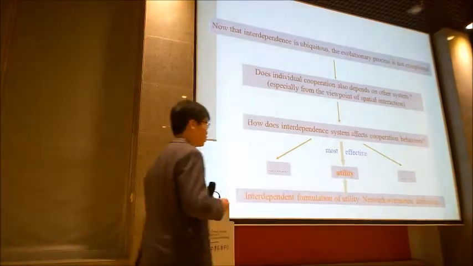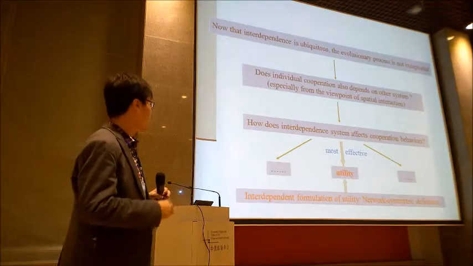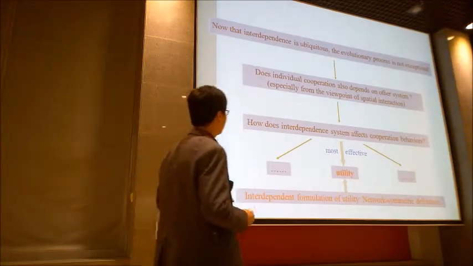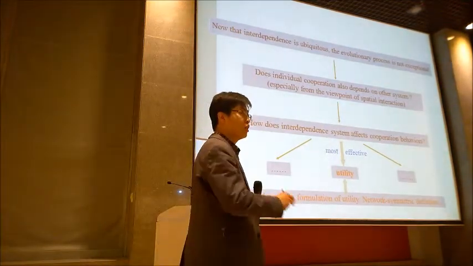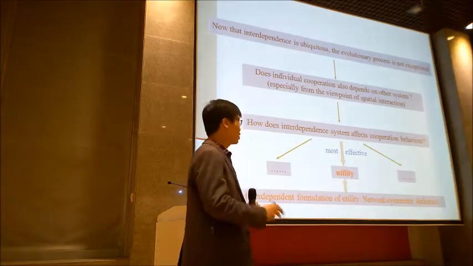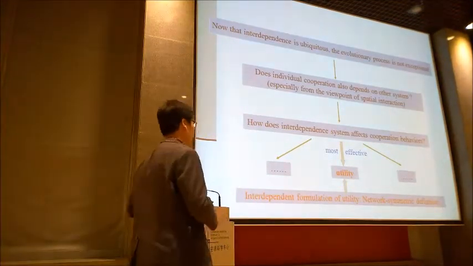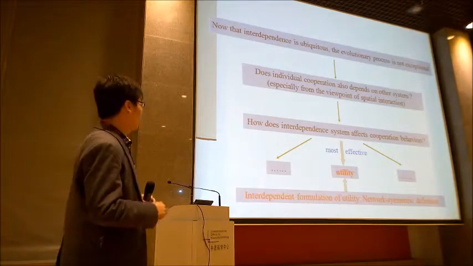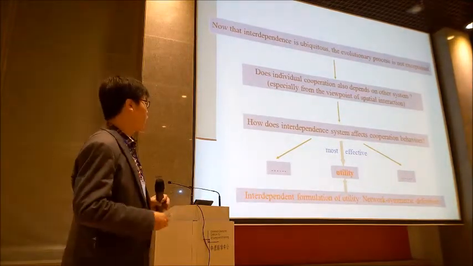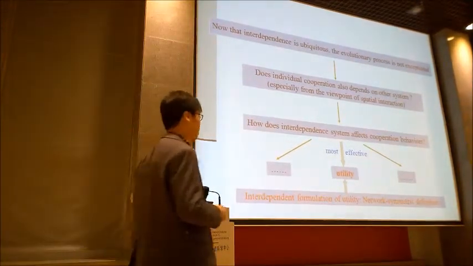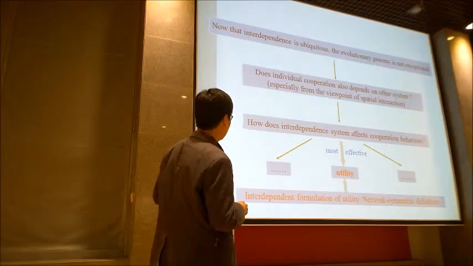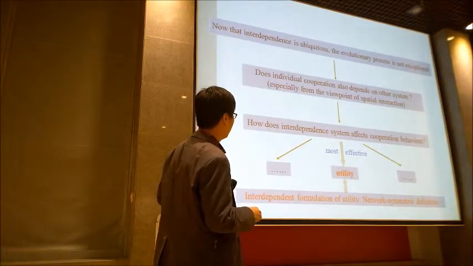In this line, a series of interesting questions take place. The first question is whether individual cooperation also depends on other systems, especially from the viewpoint of spatial reciprocity. If we answer yes, then another question becomes, how do we introduce the interdependency phenomenon in this evolutionary game theory? Or how does an interdependent system affect the cooperation?